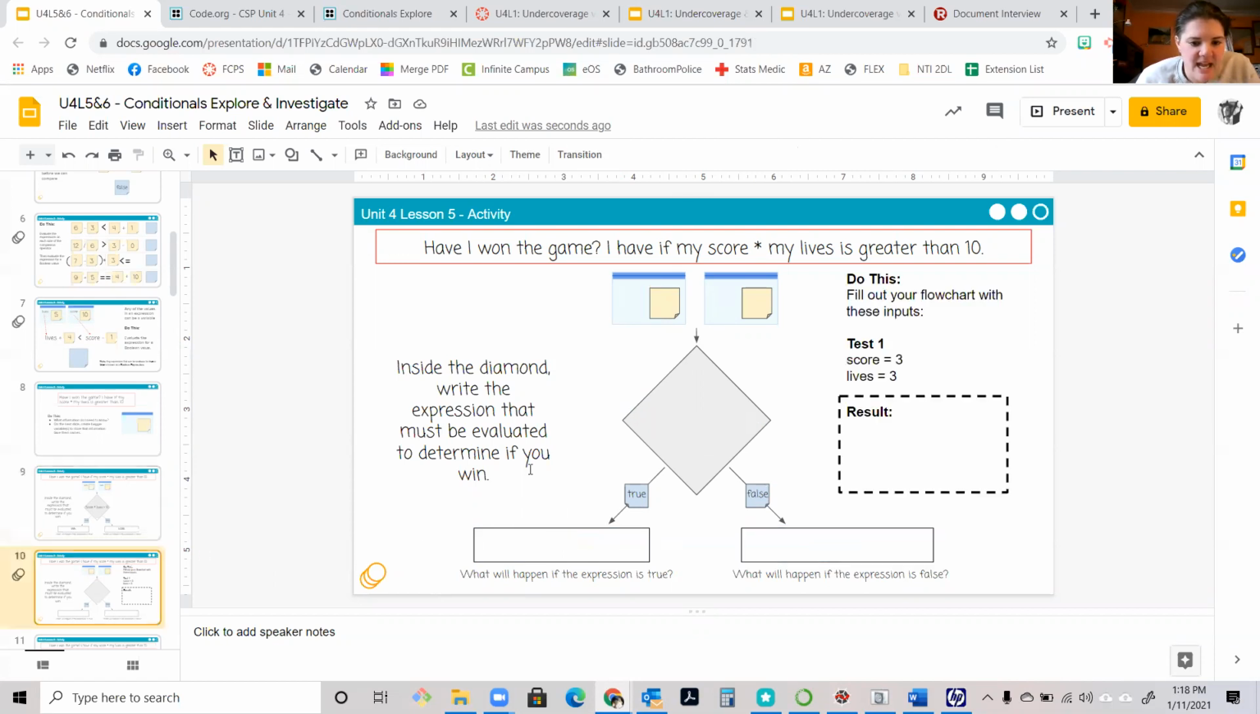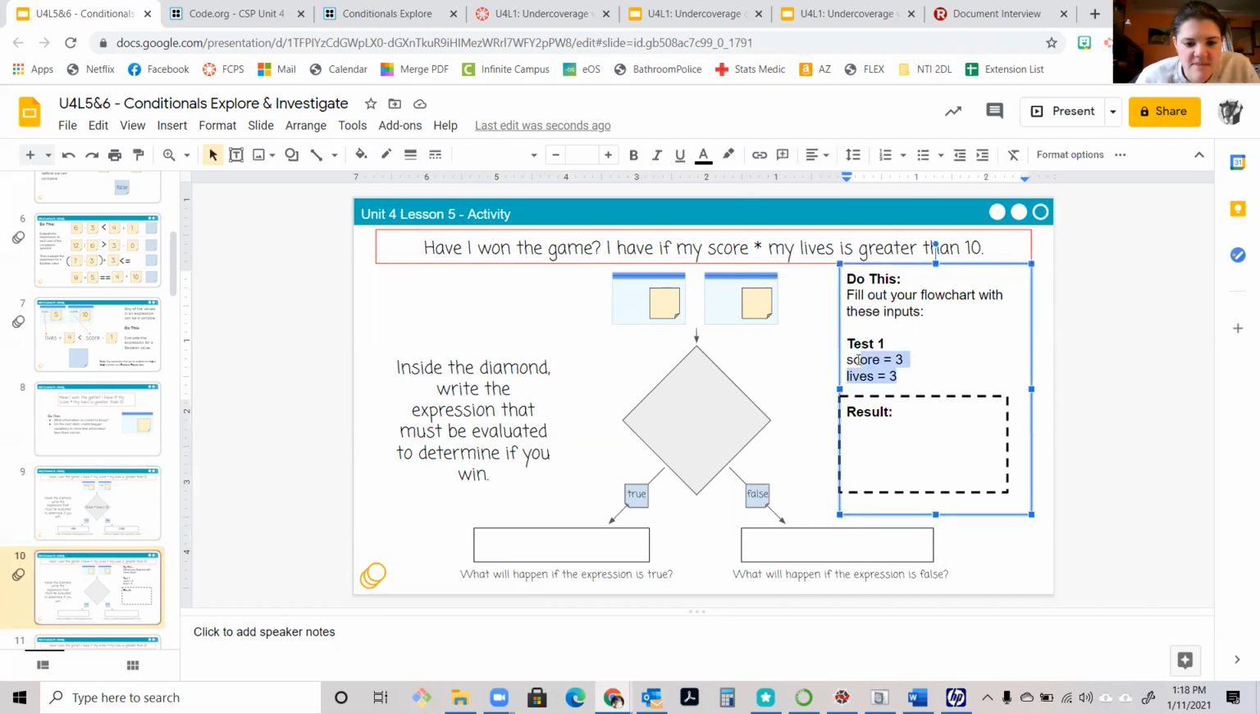Now on the next slide, you're going to put your flow chart back in here, and then you're going to test it by plugging into these boxes score and lives. So go ahead and pause and give it a shot.